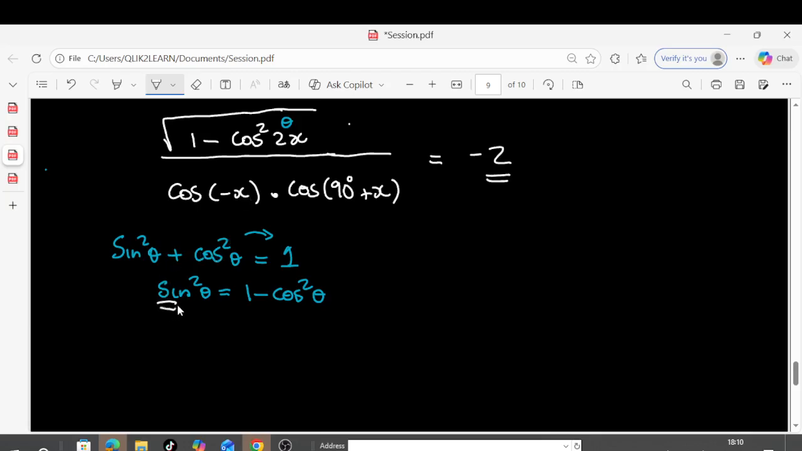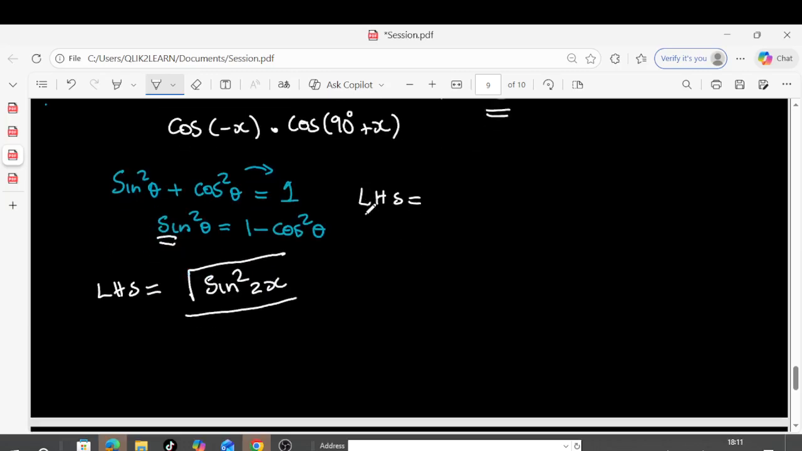We know the sine squared of that angle, so inside the square root, my left hand side is equal to the sine squared of that angle, which is 2x, and everything is divided by, now look at this, the cos of negative x. This is in quadrant 4. How is cos in quadrant 4? Positive. This will change into positive, the cos x.